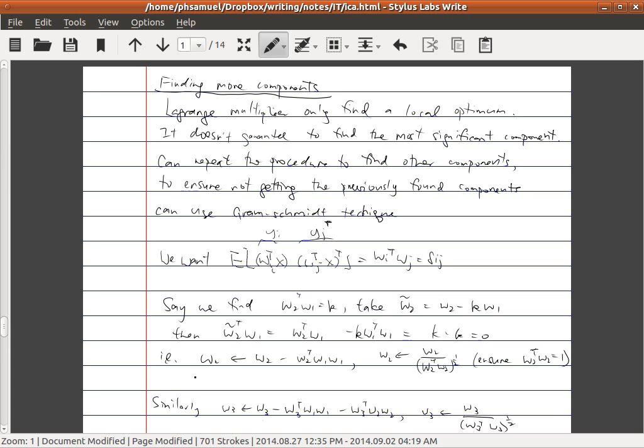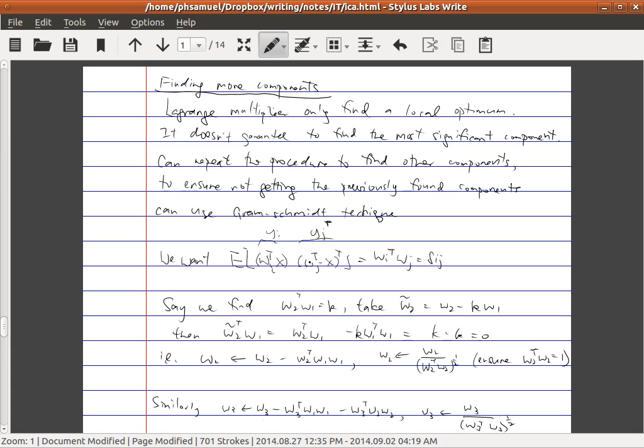So ideally, we just do this k times and you will get the solution, basically all k independent components. In practice, it may be possible that we'll get the same component as what was previously found. To make sure that we don't find the same component as what we already found, we can use the typical Gram-Schmidt technique.